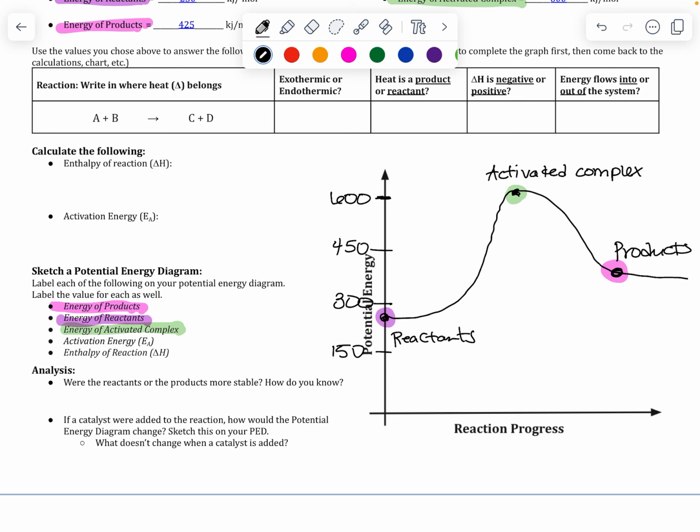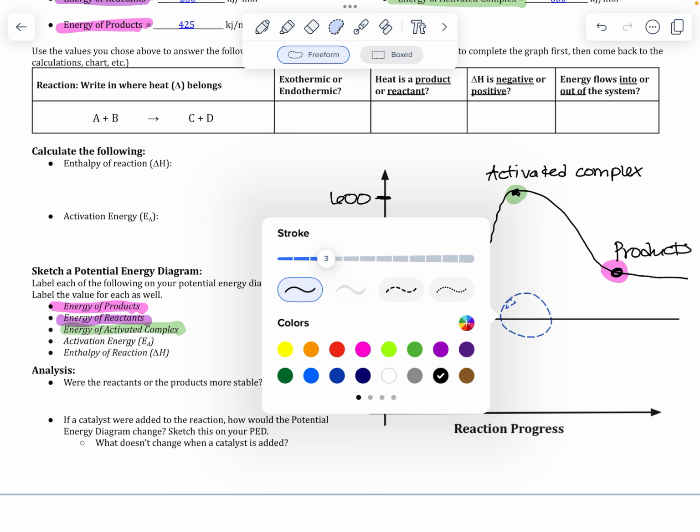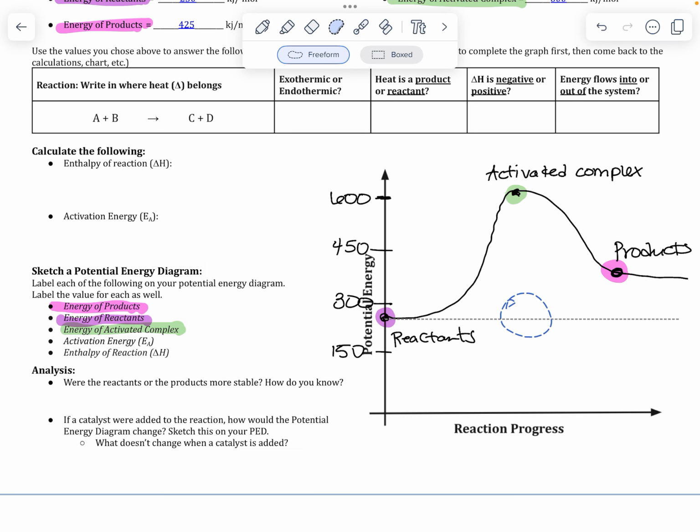And then to draw my activation energy and my enthalpy of reaction, I'm going to put, again, that reference line from my reactants. And so I'm going to just draw a line. I'm going to change it to gray so I know it's not a part of my graph. And then that's my reference. So activated complex here is from my reactants up to that activated complex. That's my activation energy. And then my enthalpy of reaction is from my reactants to my products.